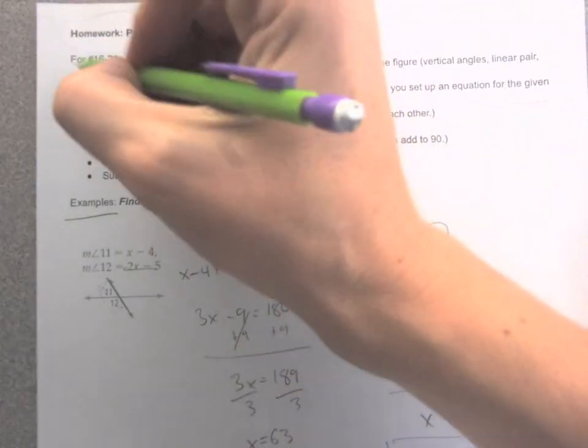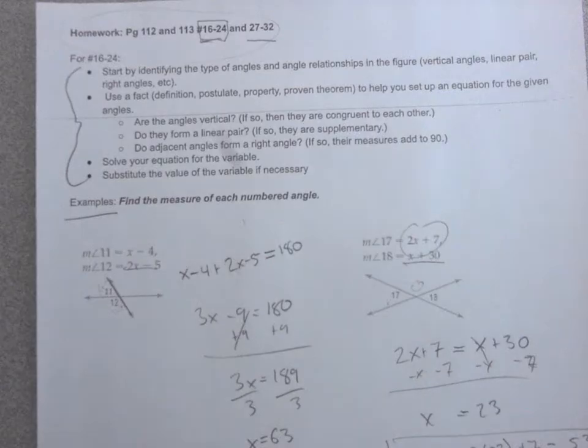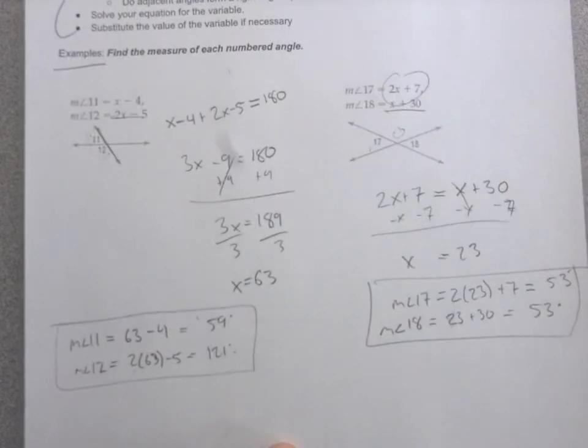And if you're not sure where to go, this is what you want to do. You want to start by identifying the types of angles, and then what does that term mean, or what does that term tell you? Use that information to set up and solve equations. Cool. Hope that helps, guys.